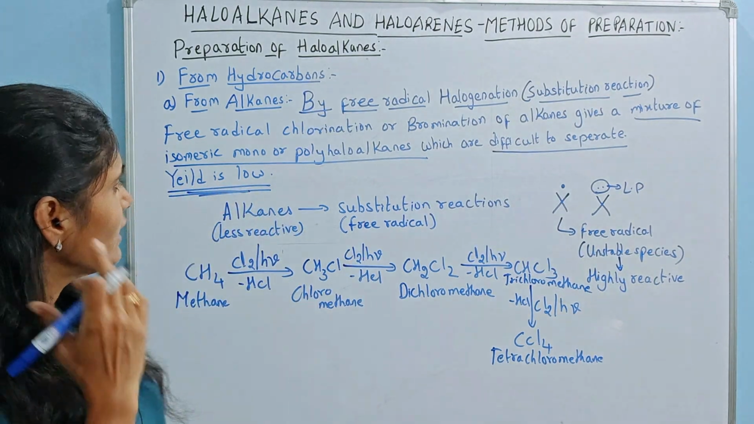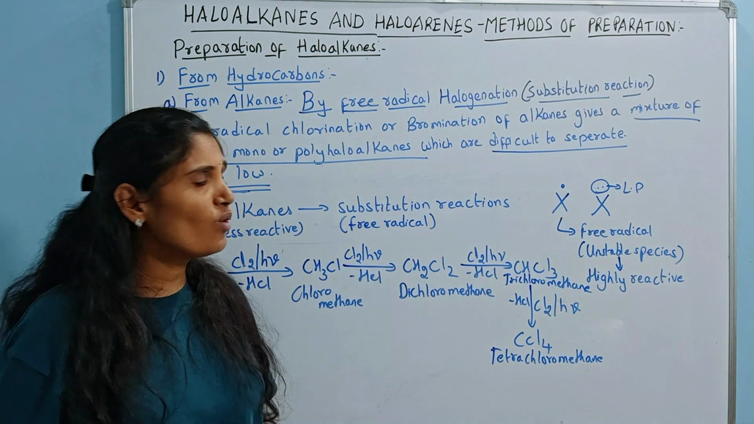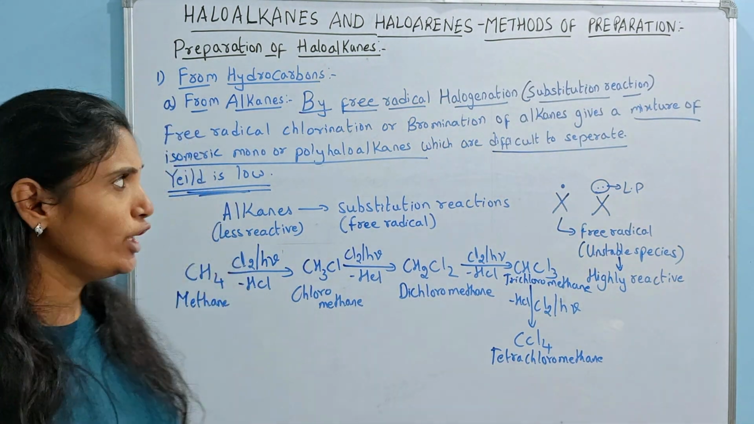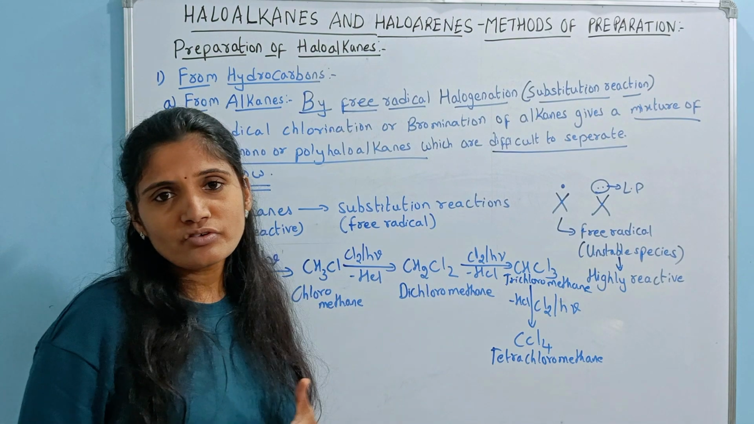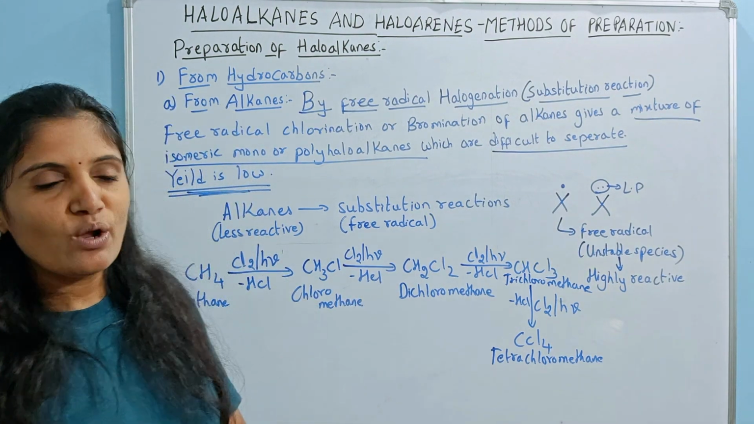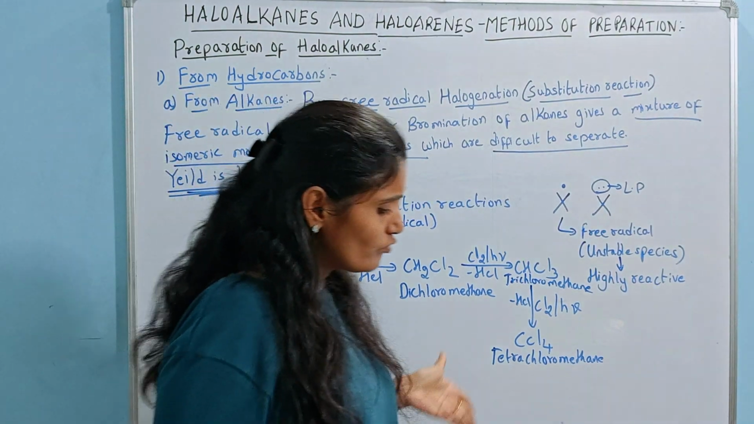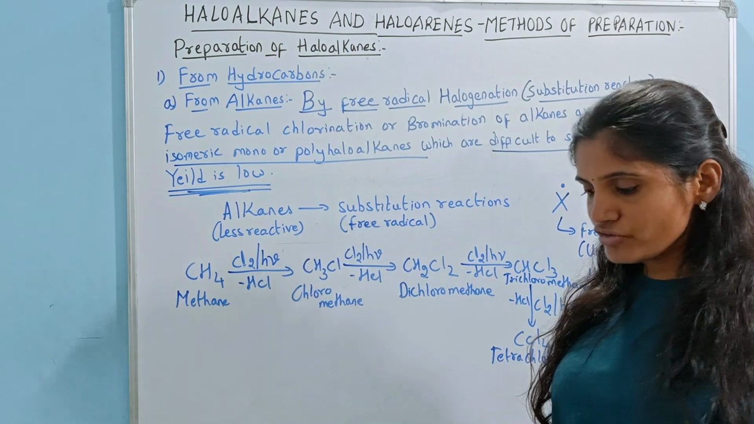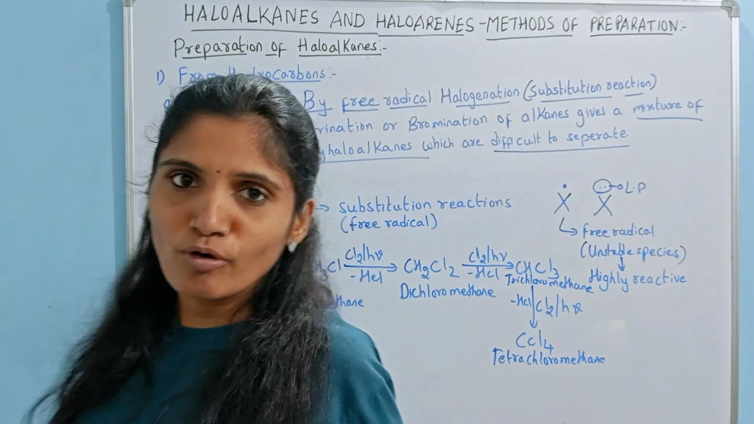Like this I get a mixture of mono or polyhaloalkanes which are difficult to separate, and the yield of this reaction is very low. So this is a basic understanding of what kind of reactions alkanes undergo to give your haloalkanes. Basically it is a free radical halogenation reaction. Now I have given you a general basic understanding here. Now let us see the mechanism of this.